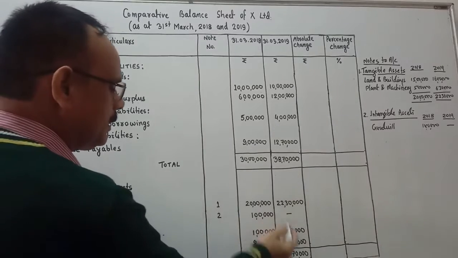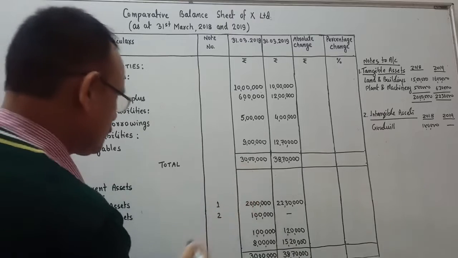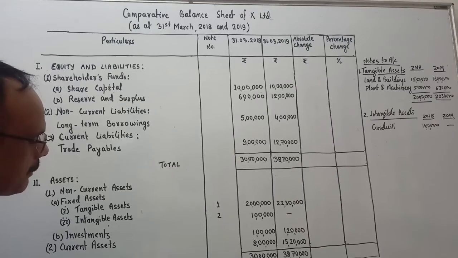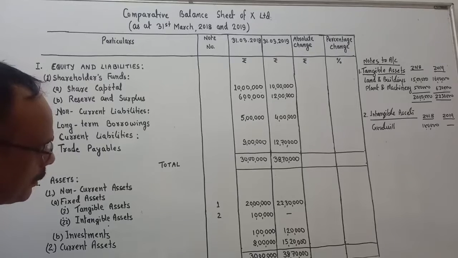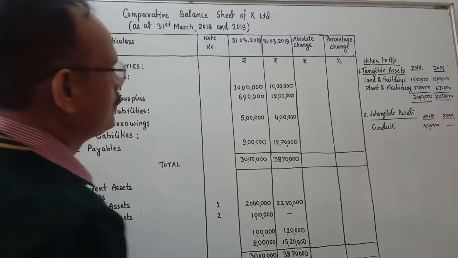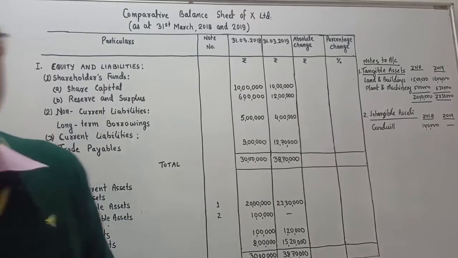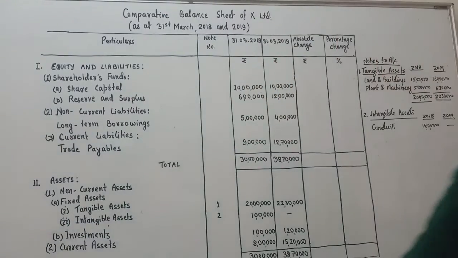So do the total. Both side totals: this side total is 30 lakhs and this side total is also 30 lakh in the first column. Write the total over here. Is it clear? So the first task is completed by us. We have completed task 1.